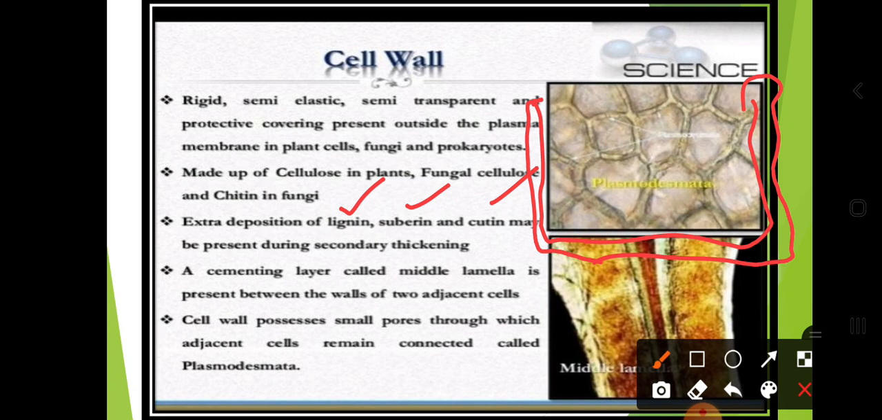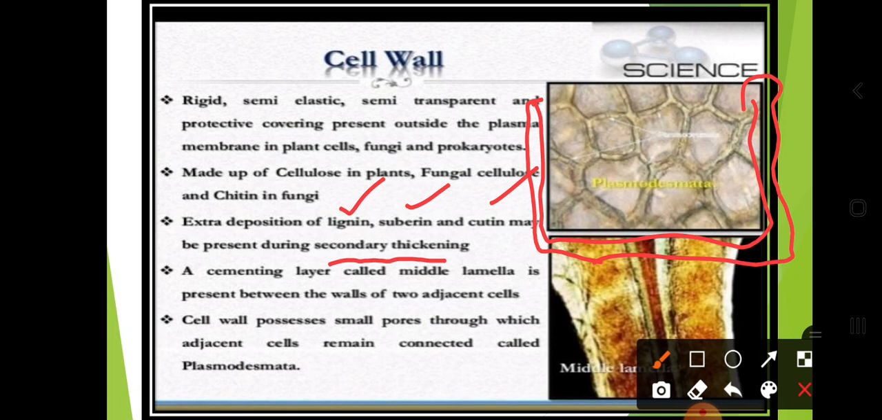What is the main function of the extra deposition? It protects our cell body. Why? Because it acts as a secondary thickening for protecting the cell body.